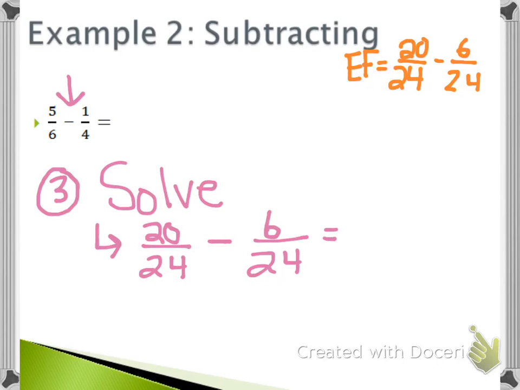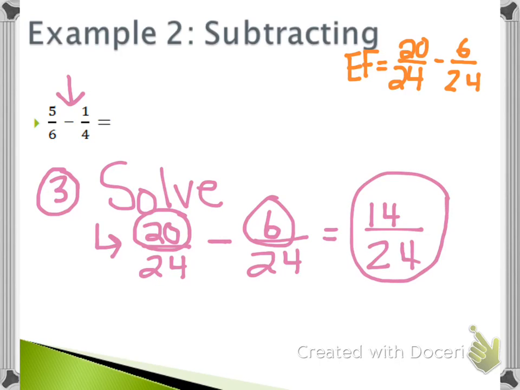And so now what I'm going to do is subtract the numerators. I'm going to subtract 6 from 20. And that's going to give me 14. And I'm going to put that answer over my common denominator of 24. And that is my answer. 14 over 24.